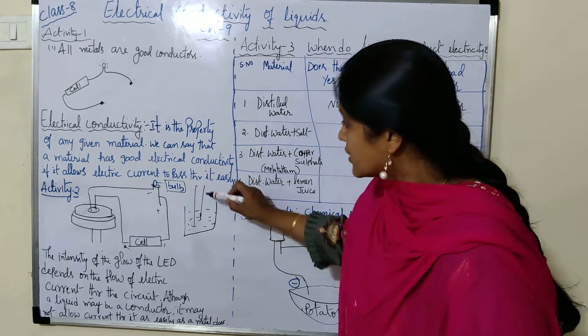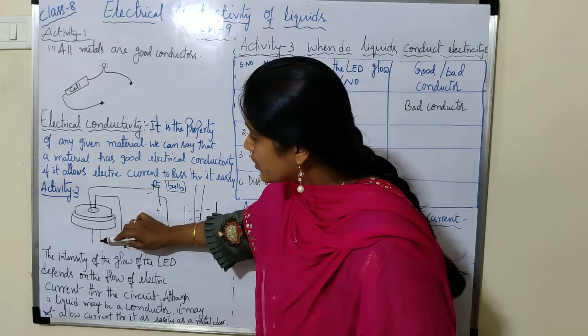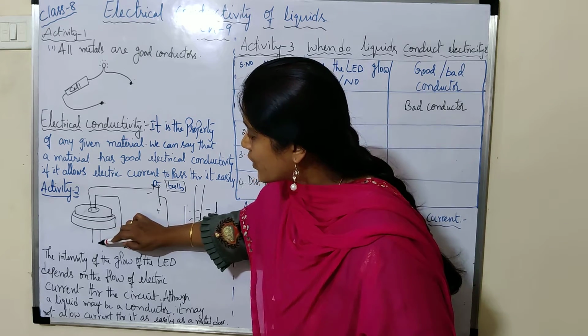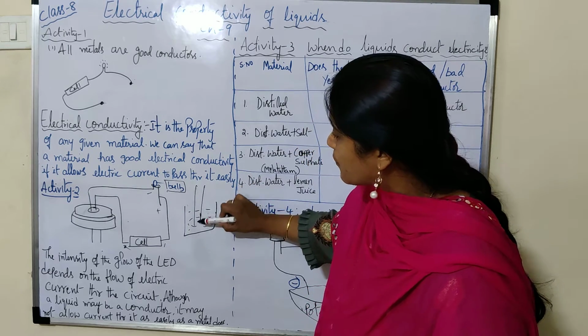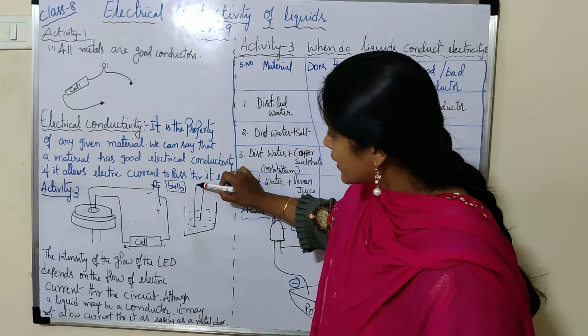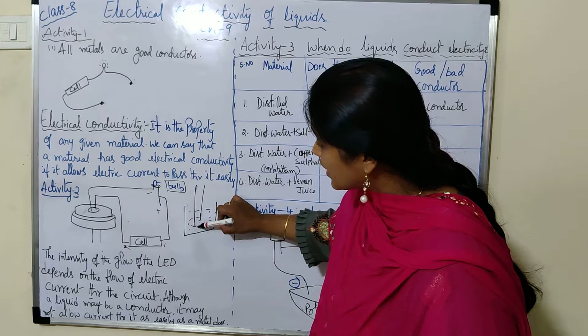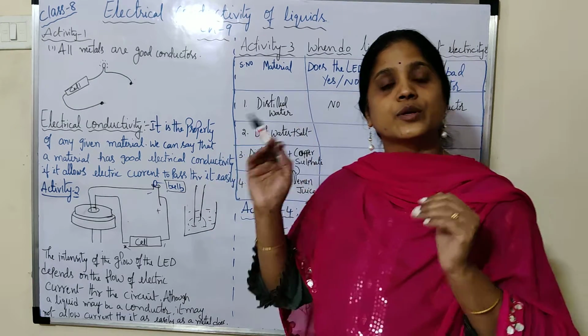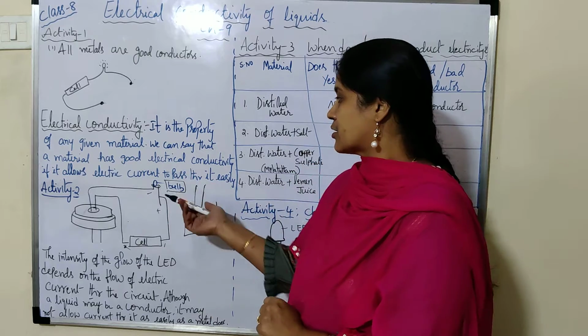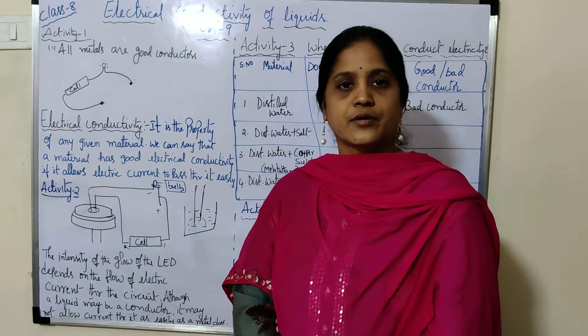Why? Because there is a gap and there is no connection between these two. But when these metal pins are dipped in the solution, the current from this terminal flows through the liquid, through this metal pin. That means the circuit is completed, and you check whether the bulb glows or not.